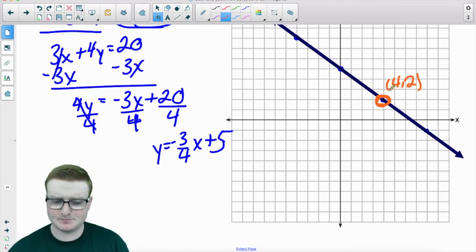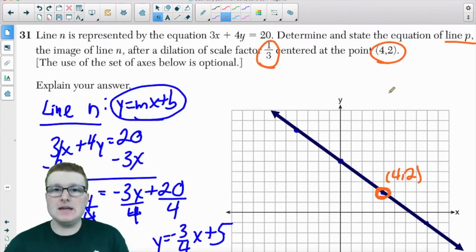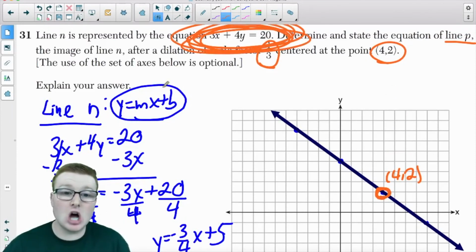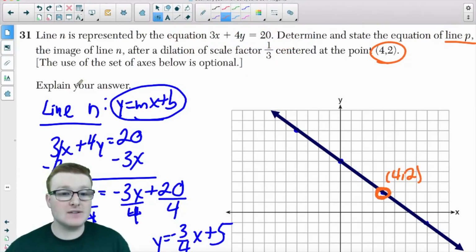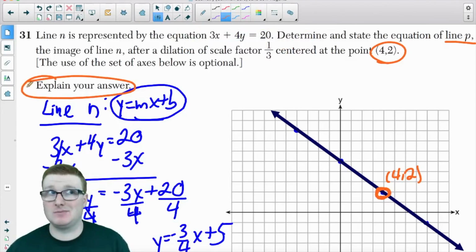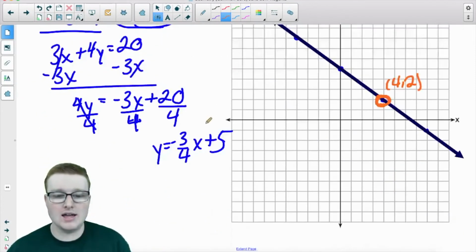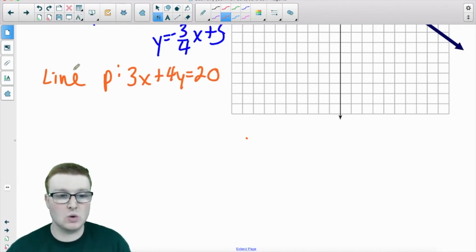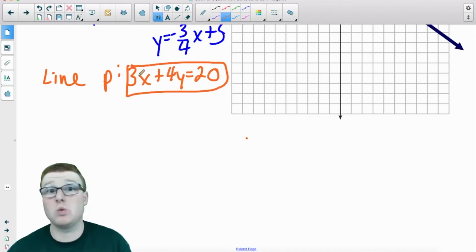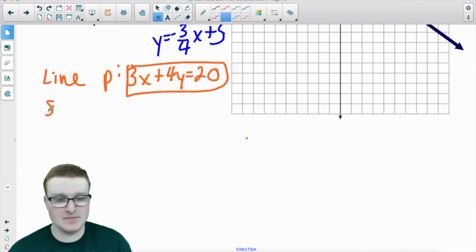What does that mean? Well, it means that your dilated line is the same thing. Your answer was on the paper. That's the answer. So what you have to say, and there's a reason why they say explain your answer. They're not dummies. They want to know why you know what it is. So here's your answer. Line P is actually the same line, 3x plus 4y equals 20. Well, the question is why? Here's your explanation.